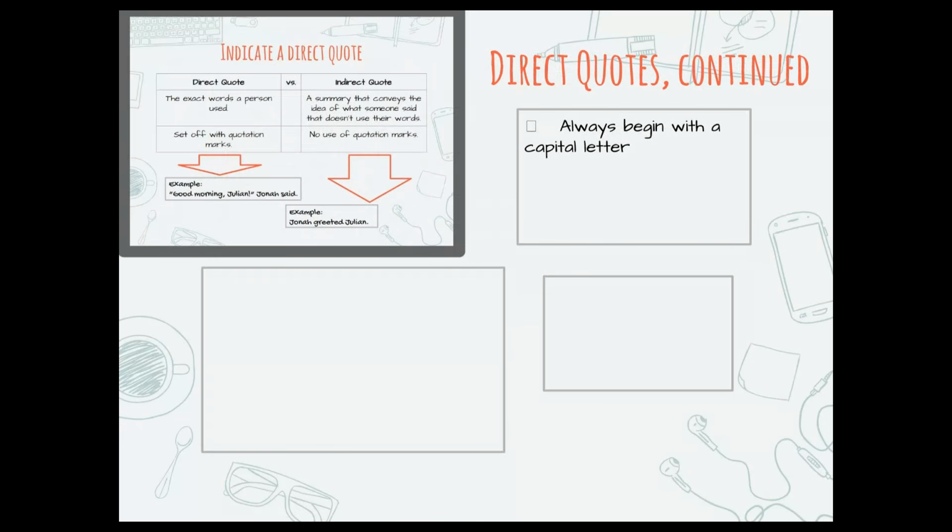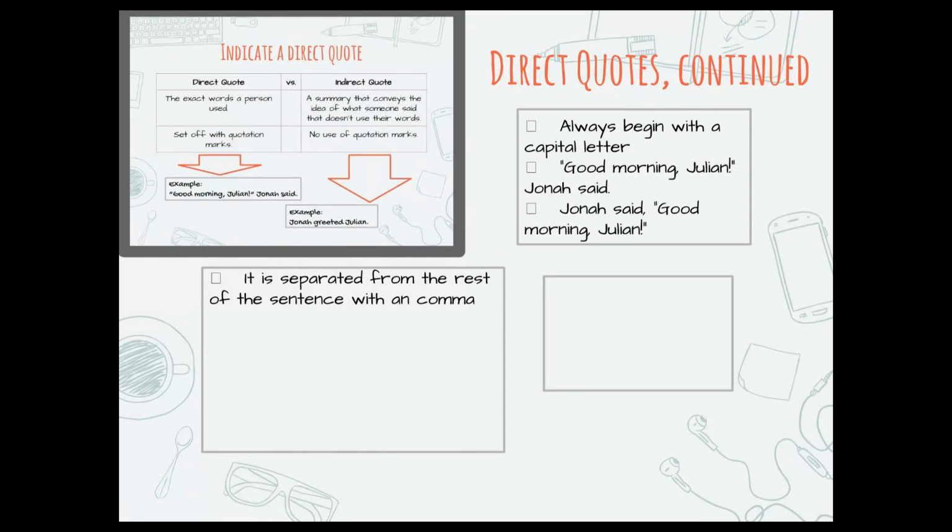So when we are using direct quotes, we always need to begin with a capital letter. So we can see in this example, good morning starts with a capital G. And in this example, good morning still starts with a capital G because it's the beginning of that direct quote. It is also separated from the rest of the sentence with a comma. So here we can see between said and the direct quote, there is a comma.